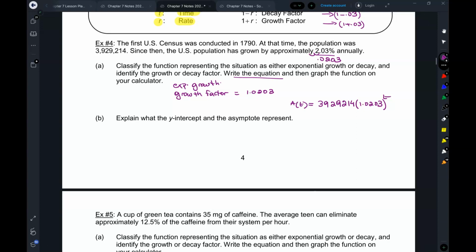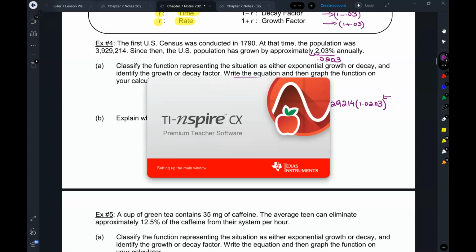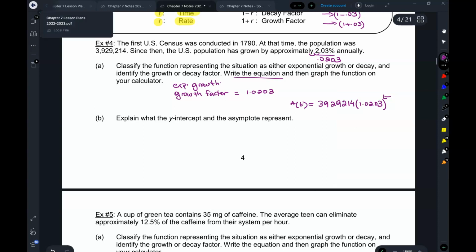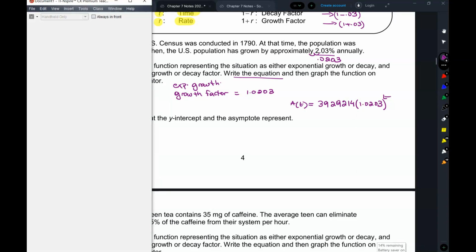I'm just still confused. How do you get 1? Because you add the 1. So this is the percent increase. How much would it be in decimal? 0.0203. Because it's growth, you do 1 plus this number. Then for decay you do 1 minus that number. Should we keep the t as it is? In your equation, you're going to put a t. But when you graph on your calculator, you're going to use an x for it.